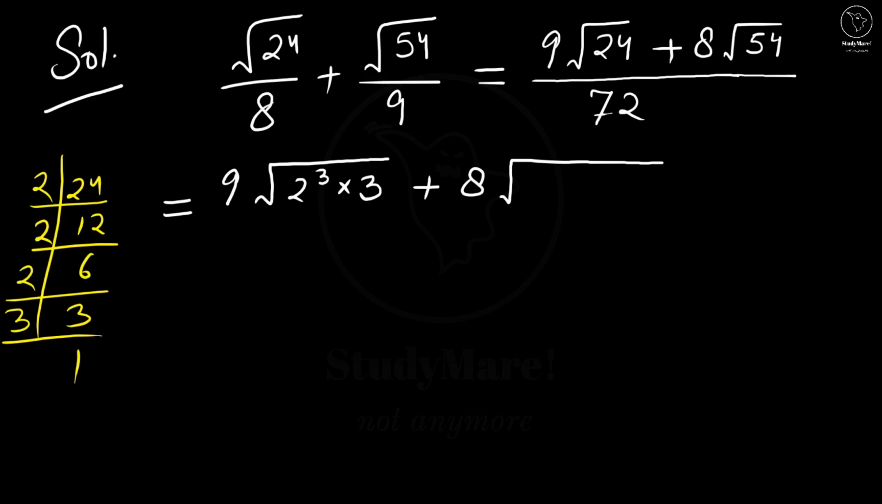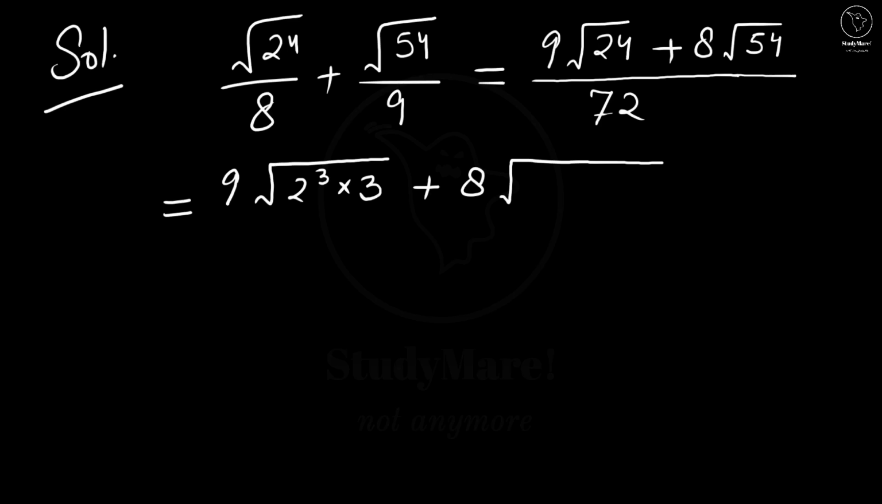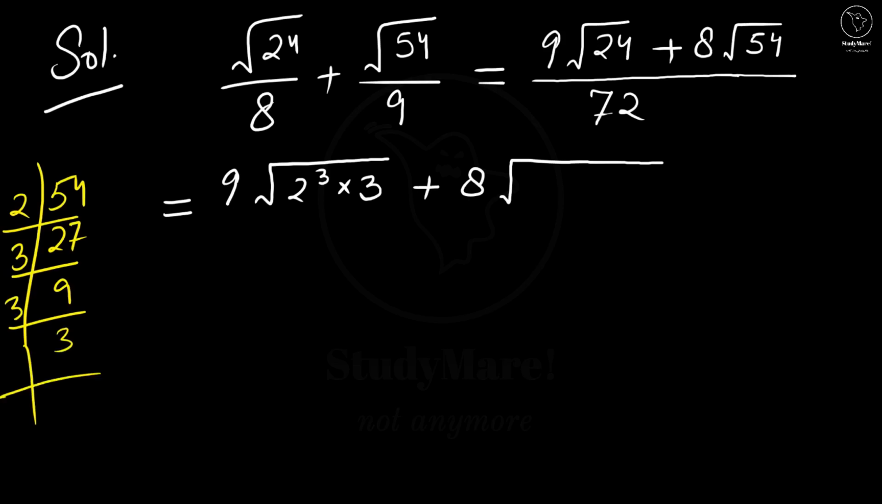Let's find the factors of 54 now, so that we can substitute this number with its factors, so the simplification can be done easily. 54: 2 2s are 4, 2 7s are 14, then we have 3 9s are 27, 3 3s are 9, 3 1s are 3. So here we can write it as 2 into 3 to the power 3.